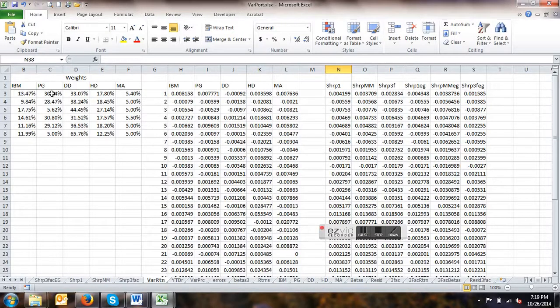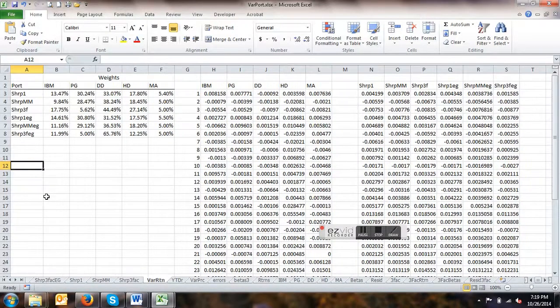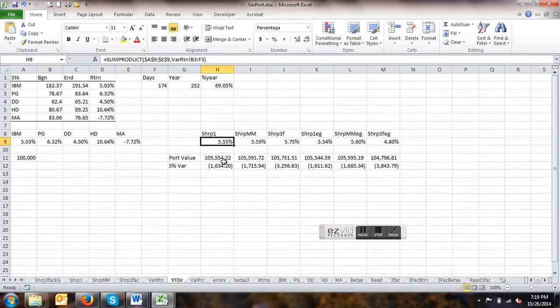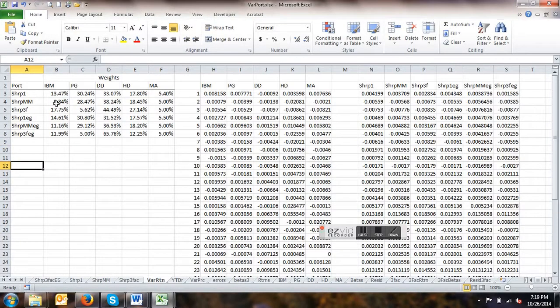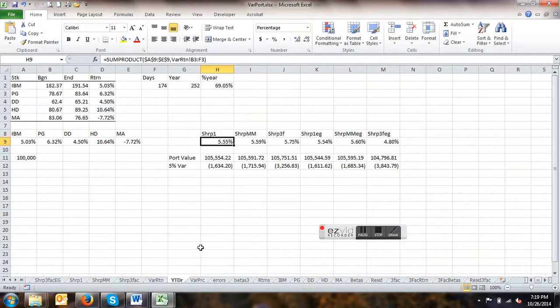So my IBM weights, this is my first portfolio: Sharpe MM, Sharpe 3-factor, Sharpe EG, Sharpe MM EG, and Sharpe 3-factor EG. So we're just doing, again, some product of this column and then the same representative column on the other tab. Over here would be this one for the first one, the second, the third, etc. So that gives us our annual return.